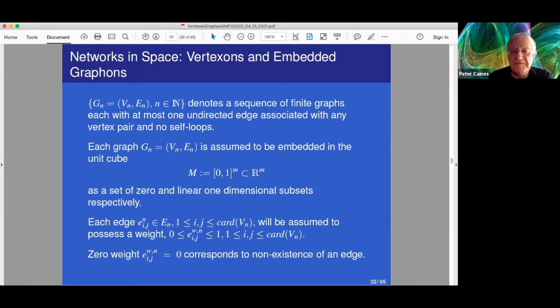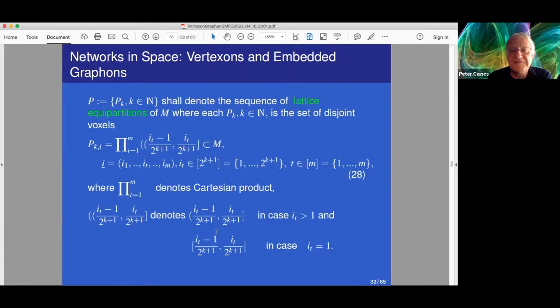Now, of course, one immediately pictures these as one-dimensional subsets, lines of the unit cube, but their indices are going to fall in Vn cross Vn. And we're going to give them weights between 0 and 1, and the 0 weight will be the non-existence of an edge. Now, a key point in the construction is that of lattice equipartitions.